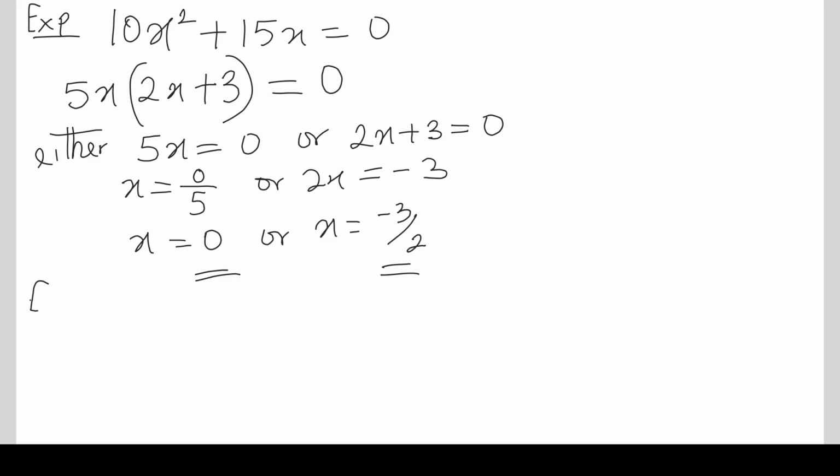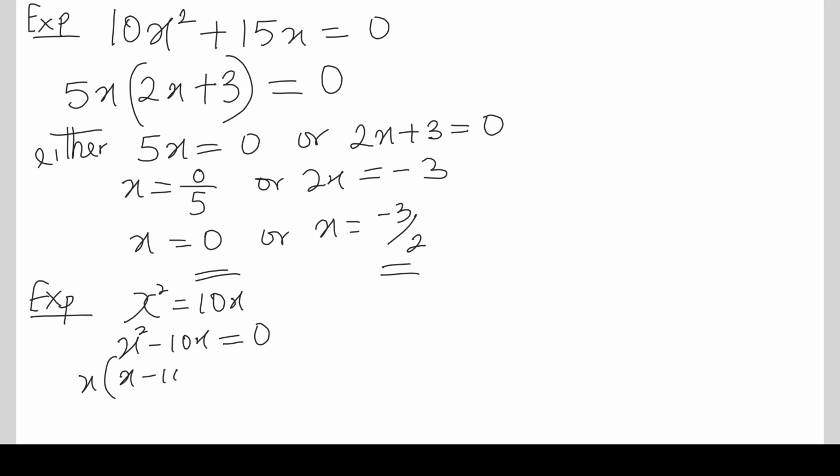Here we are being asked to solve x raised to the power of 2 equal to 10x. So we have x squared equal to 10x. When you have this, all we need to do is rearrange. In case you are given a quadratic equation that looks like this, you have to rearrange. We have x raised to the power of 2 minus 10x, everything equal to 0. Then we factorize. x is common, so we have x into bracket x minus 10, equal to 0.